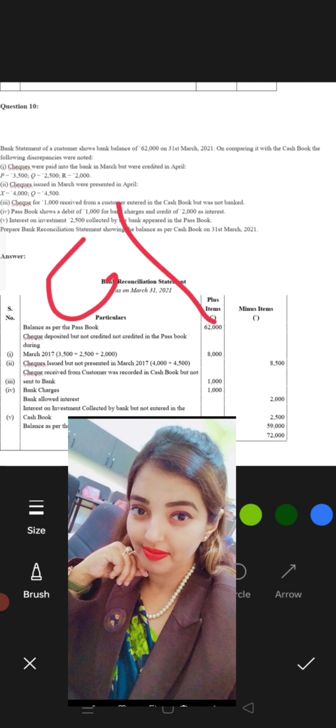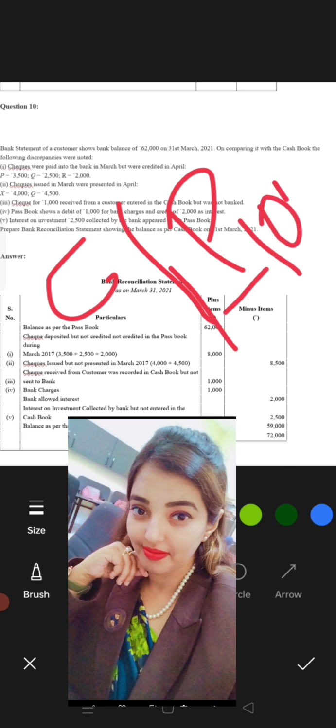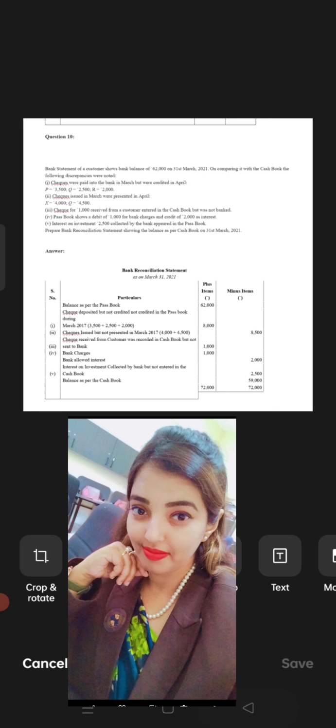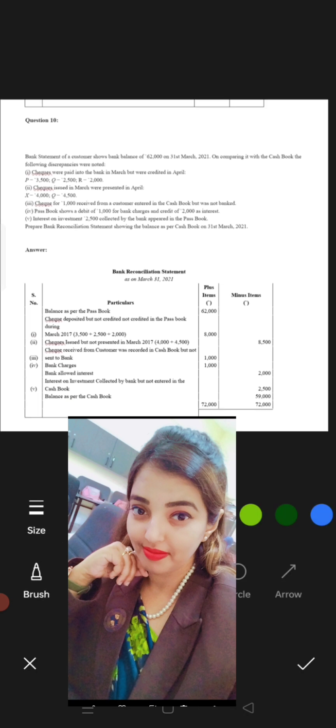So here bank shows debit. This is your cash book and this is your passbook. And bank shows, meaning it is reflected in the passbook, -1,000. Okay, but in the cash book it's not recorded. But you will be following whatever the cash book does. The cash book did not record it, then you will be recording as plus. It will not be minus, it will be plus.